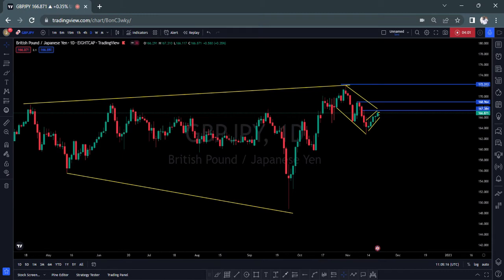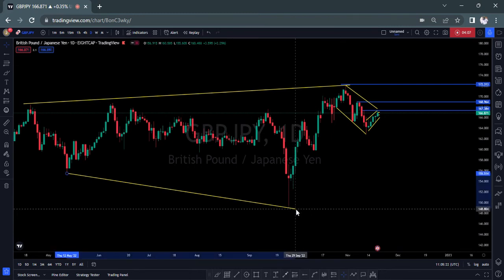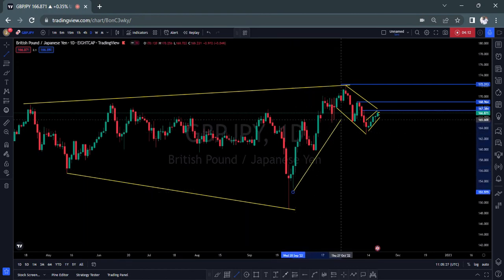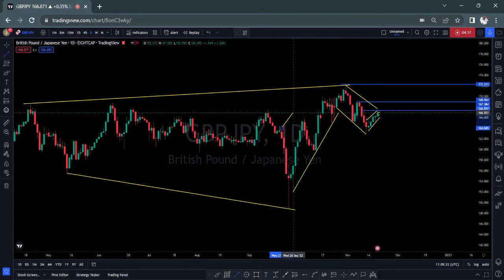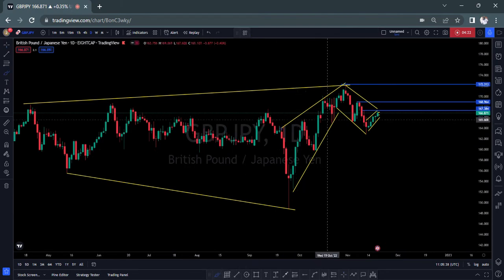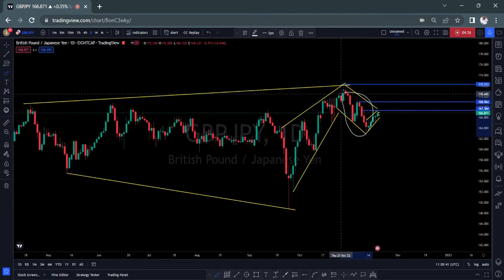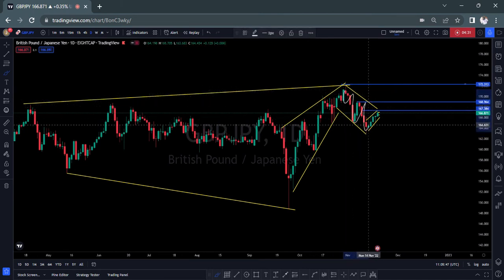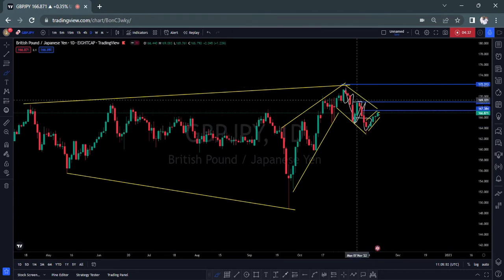So this is GBPJPY, and firstly I highlighted the overall structure here. You can see the overall structure, and after the movement of this area here, it was moving in an ascending type formation, which actually depicts that it would drop. But the last leg here, if you notice the last leg, it was moving in a descending manner. You can see impulse correction, making a pullback to this area.